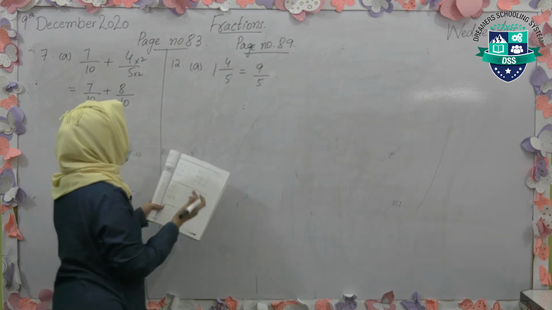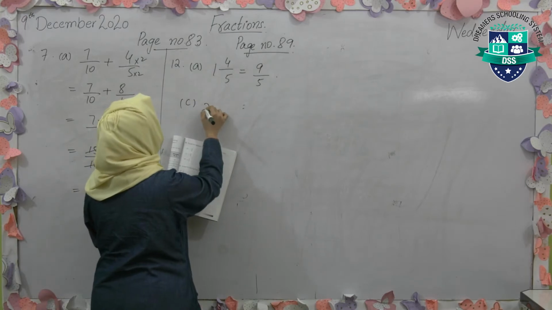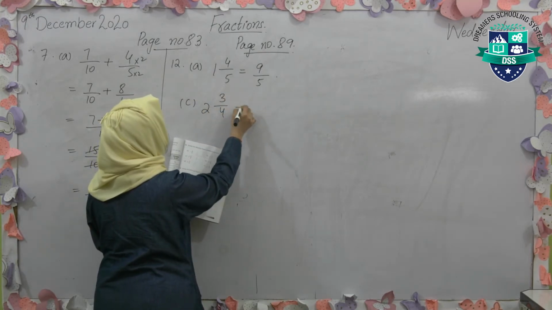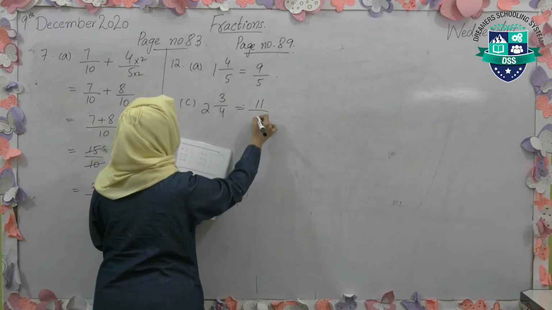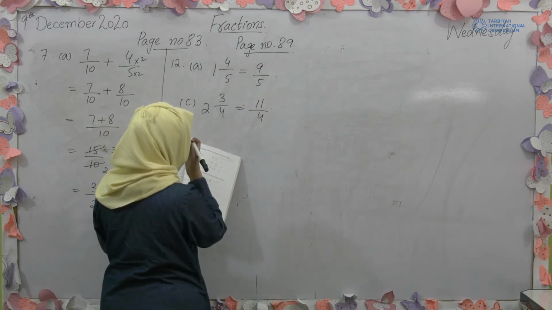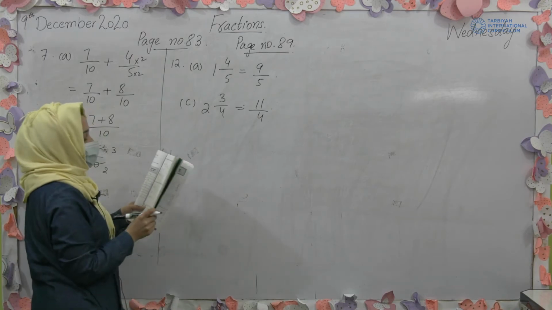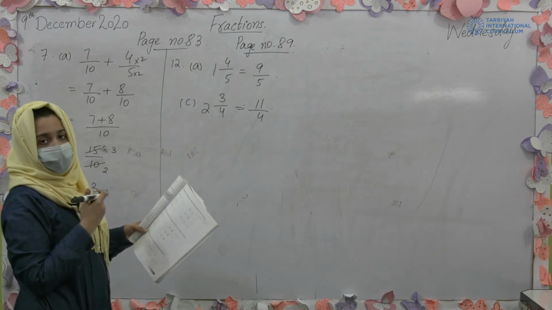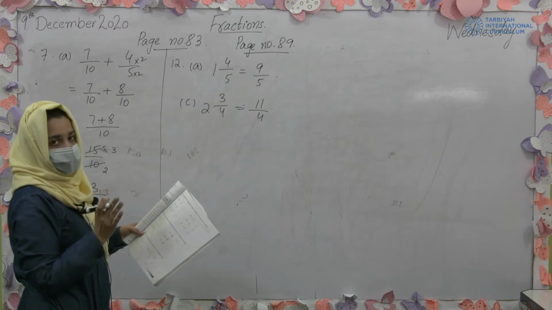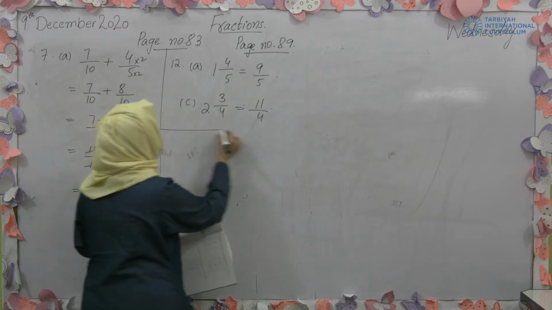Or I'll do one more question for you. C part. 2 whole 3 by 4. 4 2s are 8. 8 plus 3, 11 by 4. Question number 13. Express the following improper fractions as mixed numbers. We already have done it in the last question. You will do it by yourself. I'll do just one question for you.